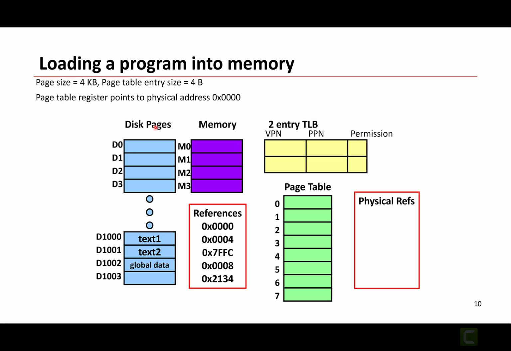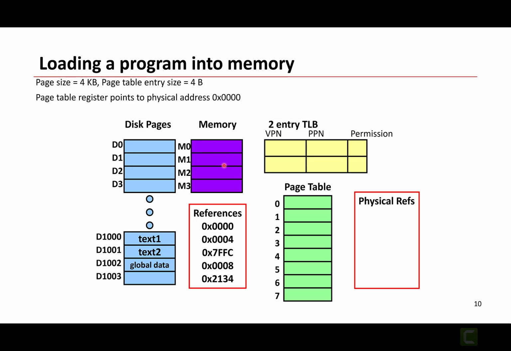So of course this is the disk, with pages colored in blue, going from the address D0 to D1003. Now this could be increased or decreased based on the user. It's the swap partition size, and it can also include non-swap partitions if it comes to data such as executable files, which is the case for this text and global data.